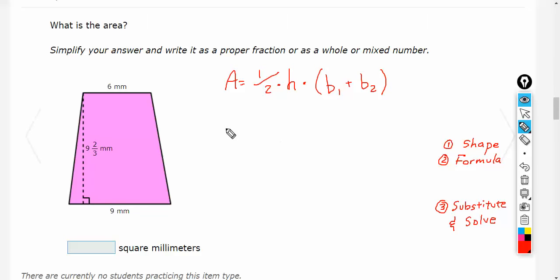Okay, which is easy. Area equals half, height is here, so that's times 9 2/3, times the sum of base 1 is 6 plus base 2 is 9.